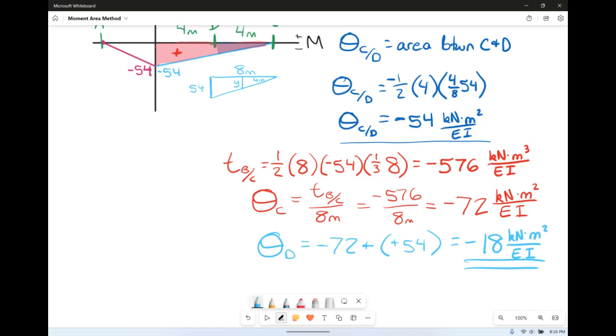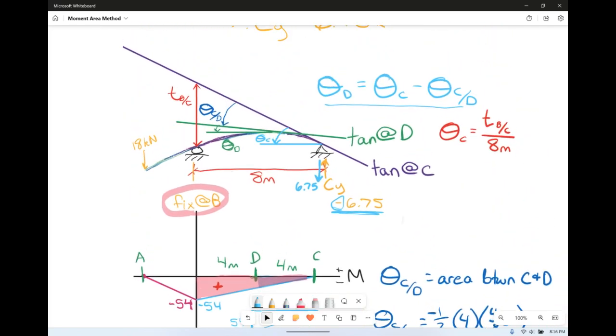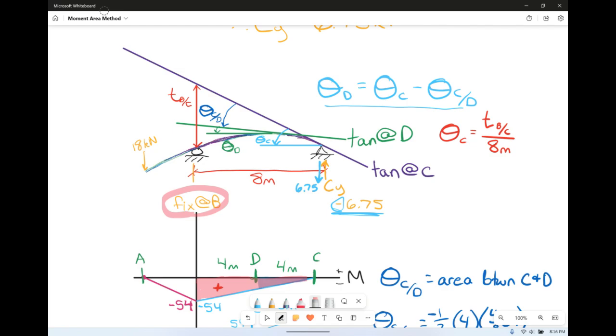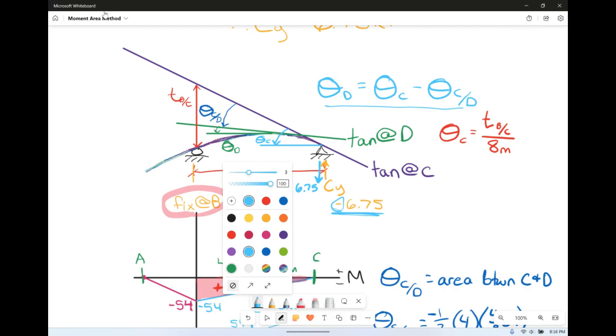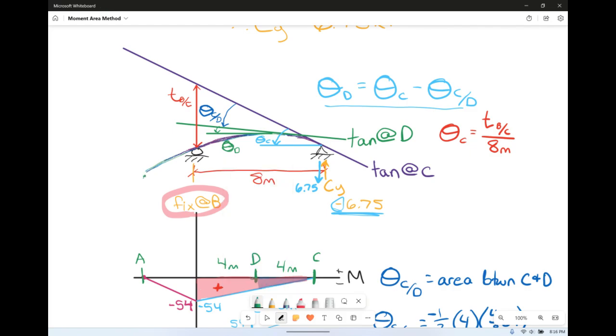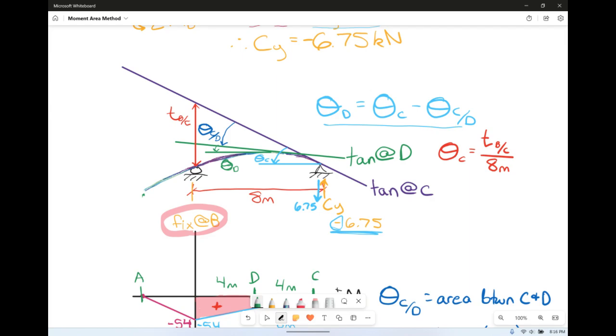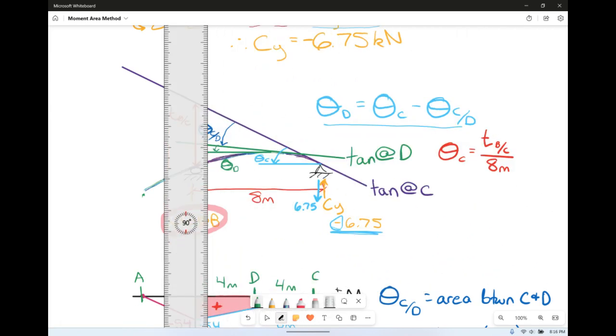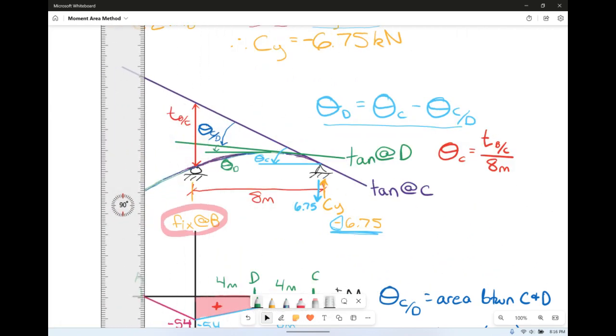Ta-da. That's how simple this is supposed to be when your moment diagram is not very complex. Next up, the hard part. How do you find the deflection at A? And remember, A is all the way over here. So how do we find the deflection? Well, for starters, what can we do?